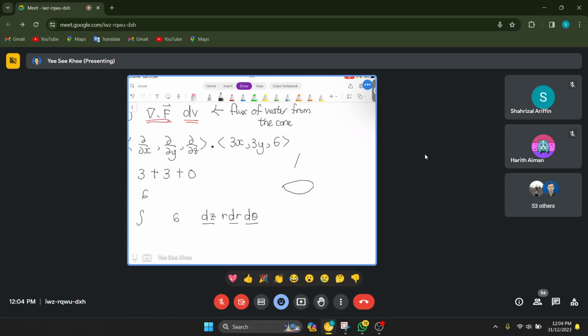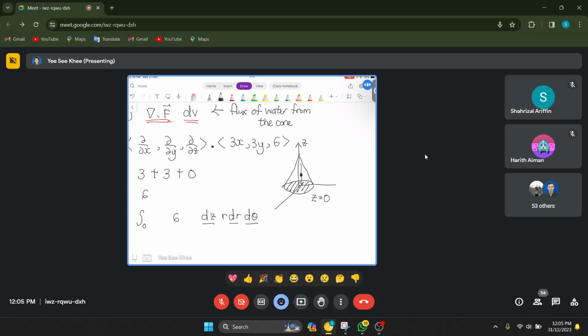Let me draw the cone for you. Just sketch the cone. When you want to define the dz, this is the z-axis, you have to always imagine yourself sitting inside the cone. So the lower limit for the dz will be at the bottom. At the bottom, it is a flat surface, at the position z equals to 0.